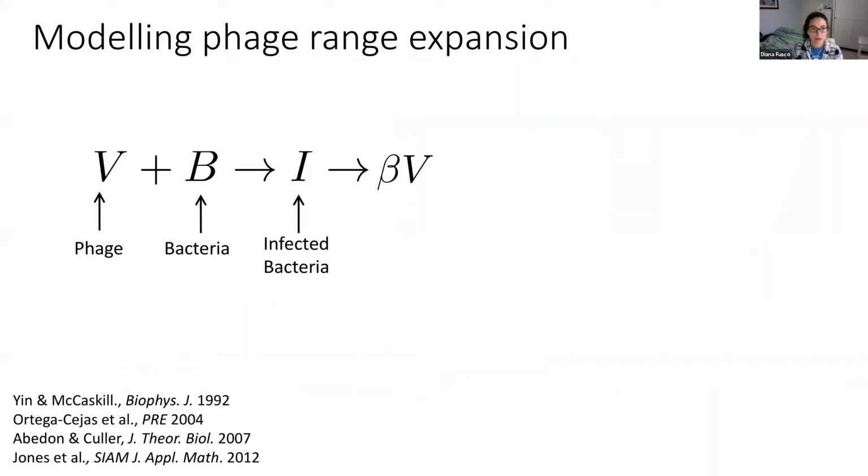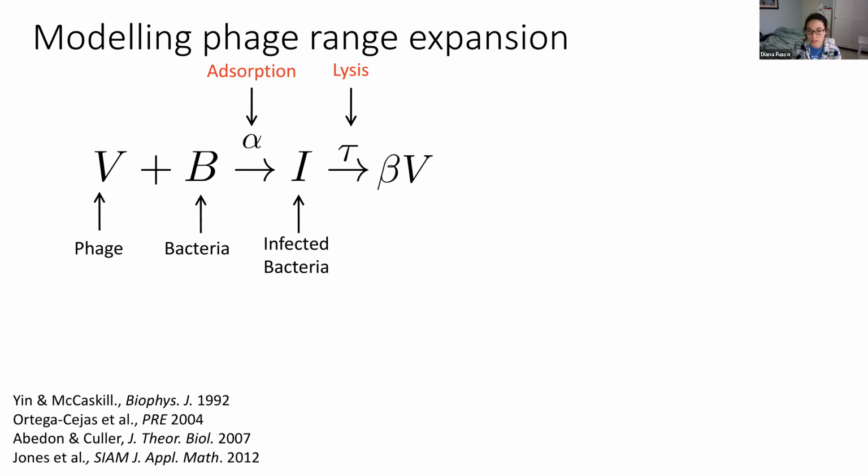Well, let's look at how viruses, for instance in the case of phage, expand on a bacterial lawn. These are quite old models that have been looked at for a while. So the idea is that we have three different species. We have the free diffusing virus, we have the uninfected bacteria, and we have the infected bacteria. When virus meets bacteria with a certain rate, the bacteria becomes infected and the virus absorbs the bacteria. And then after a certain period called lysis time, the infected cell lyses and beta new viruses are released.